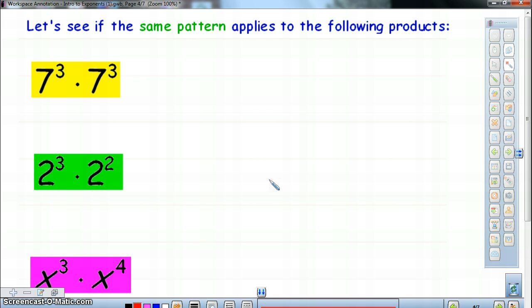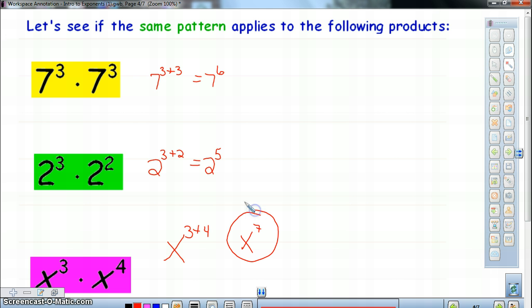Turn your page and we can take a look at this. We could expand all these, but since we know that we just add our exponents, we're going to take 7 to the 3rd power plus 7 to the 3rd power to give us 7 to the 6th power. Same thing here, we've got 2 to the 3rd power times 2 to the 2nd power gives us 2 to the 5th power. Same thing happens when we have x's. We write down our x, we add our exponents together. In this case we have 3 plus 4, so we get x to the 7th power is our answer.